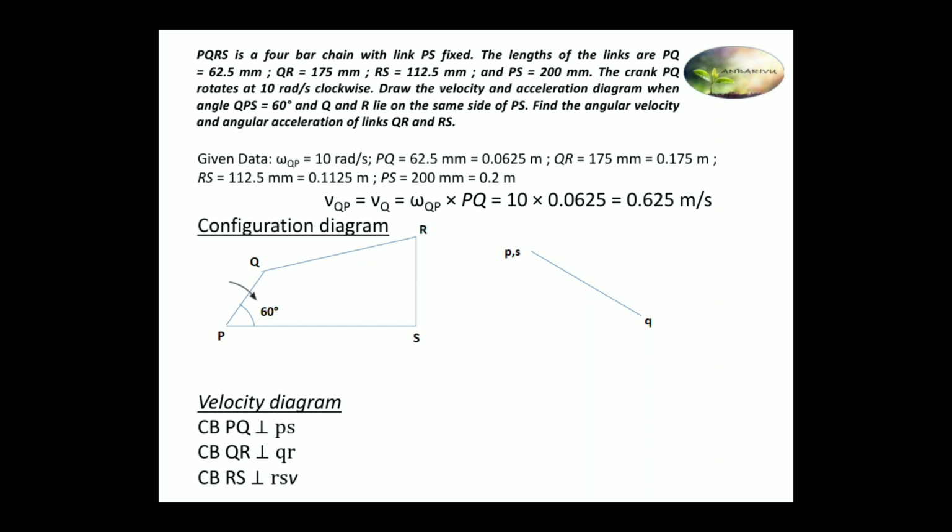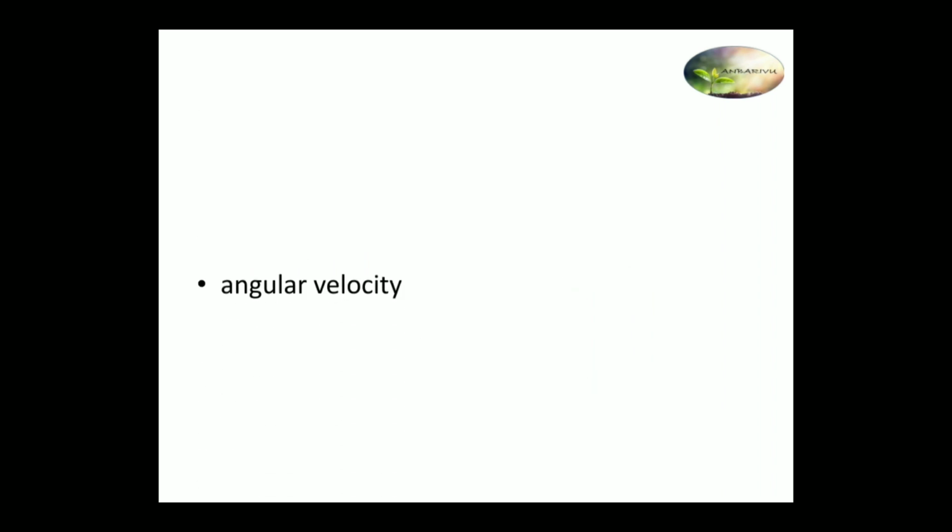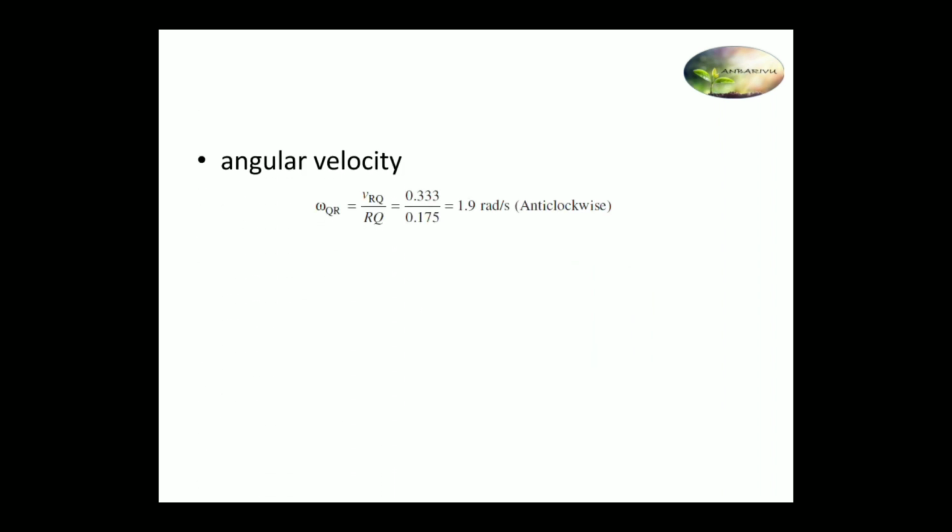Then draw a perpendicular line for QR. Then draw a perpendicular line for RS. You get the point R. From this diagram, you can get the velocity of QR and the velocity of RS. From these values, you can get the angular velocity of QR and SR. Angular velocity equals velocity by distance. You can get the angular velocity of QR and the angular velocity of RS.